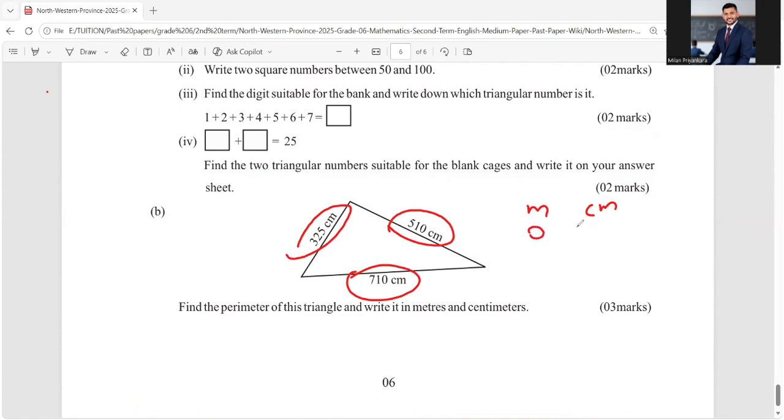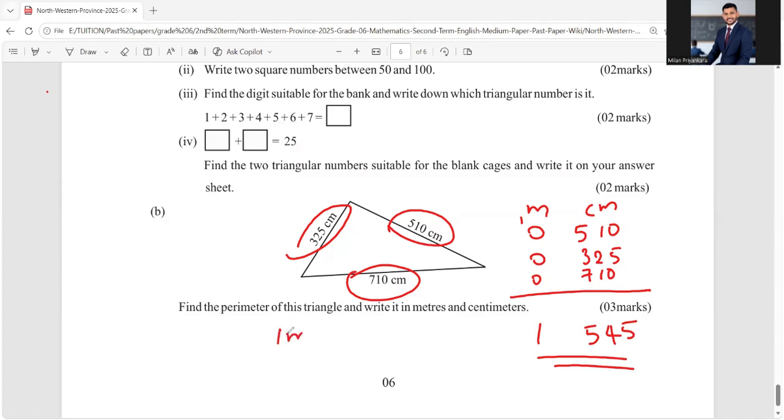You have 0, 510, 0, 325, 0, 710. Okay, then let's add 5 plus 0 is 5, 1 plus 2, 3, 3 plus 1, 4, 5 plus 3, 8, 8 plus 7 is 15. Okay, and then 1 carries and 1 comes here, this 1. Then your answer should be 1 meter, 545 centimeters. Now that's it. Okay, so if you have answered like this, your answer is correct.